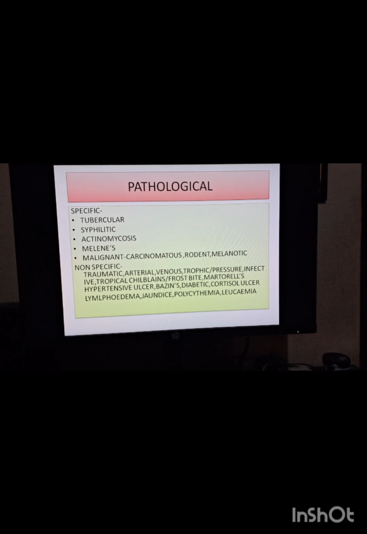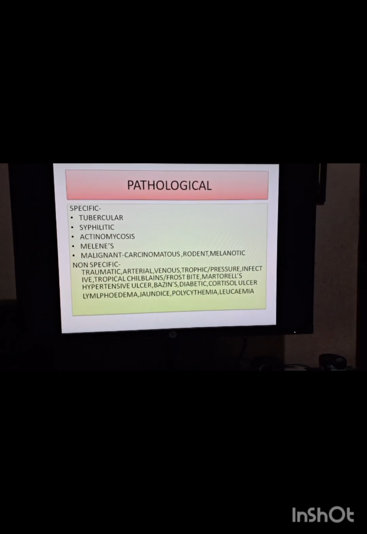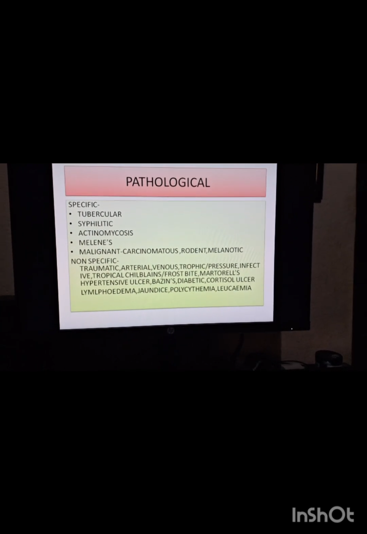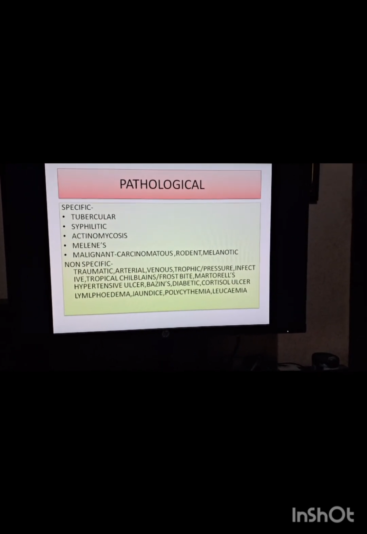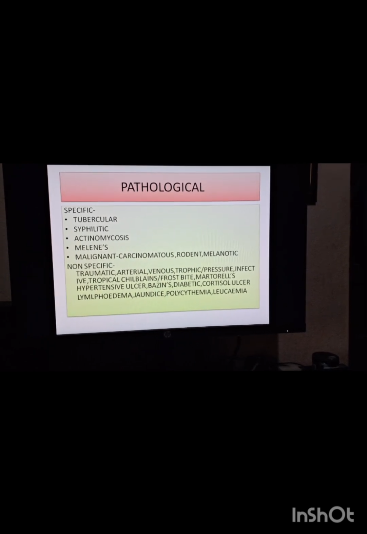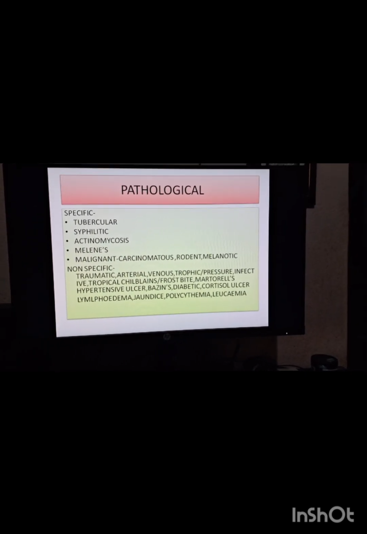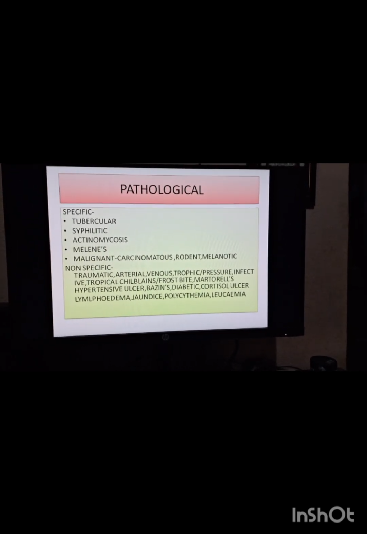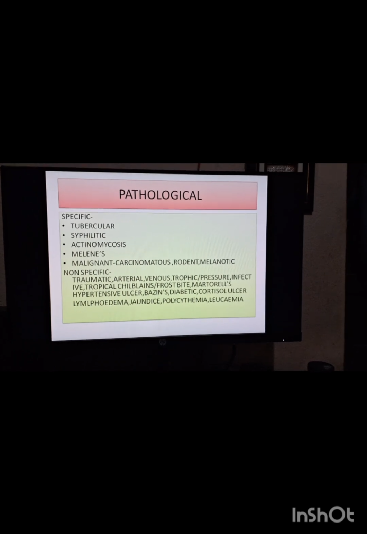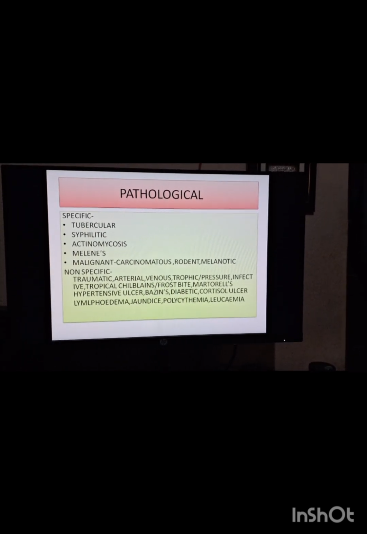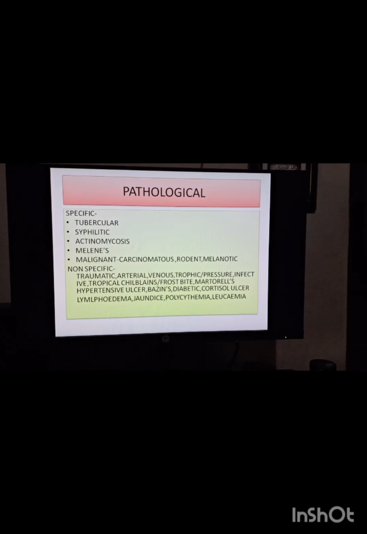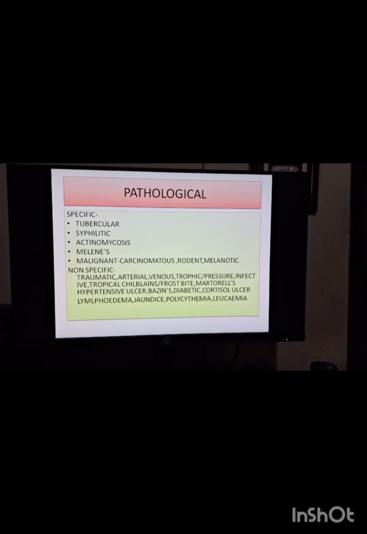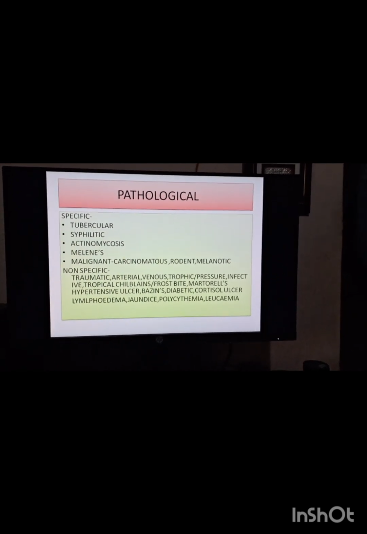Infective tropical ulcer seen in hot, humid, high temperature areas. Chilblains or frostbite because of extreme cold exposure. Marjolin's ulcer or hypertensive ulcer, Martorell's, diabetic, cortisol ulcer, and the ulcer due to lymphedema, jaundice, polycythemia, leukemia. These are examples of non-specific ulcer.